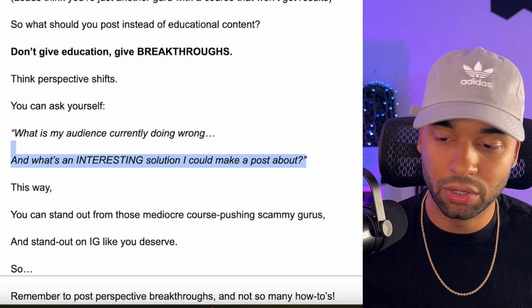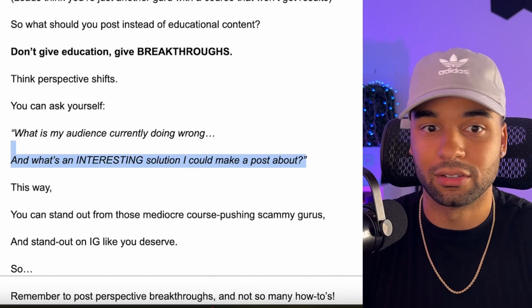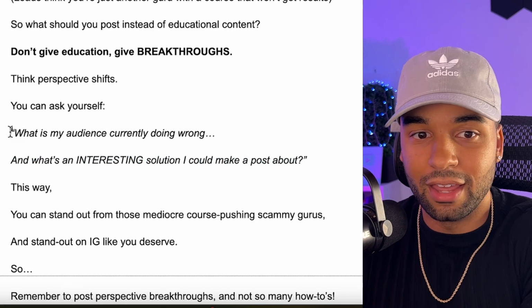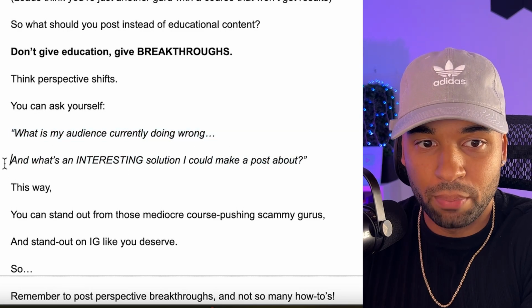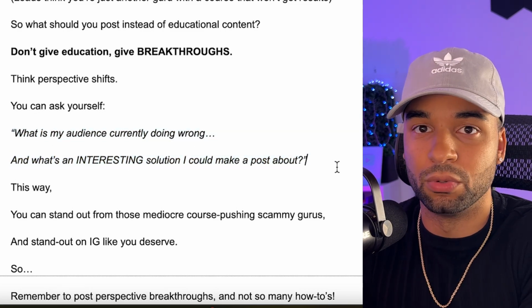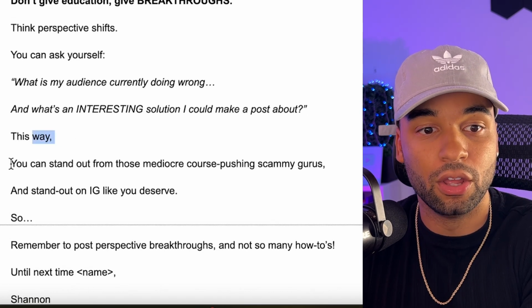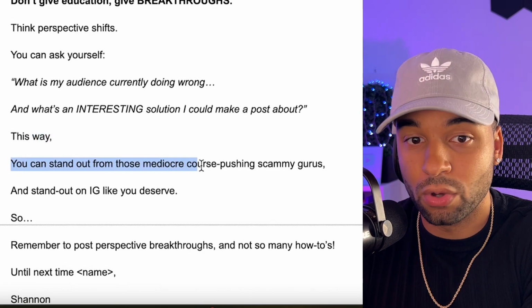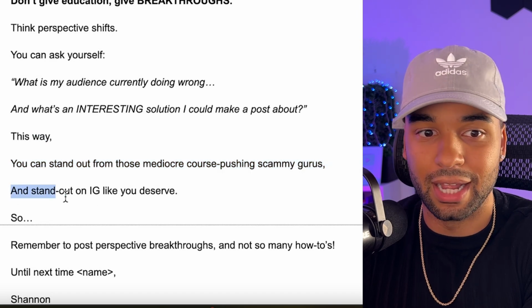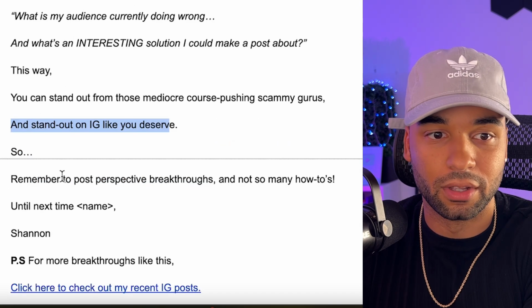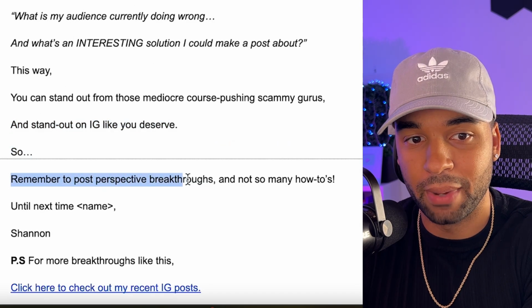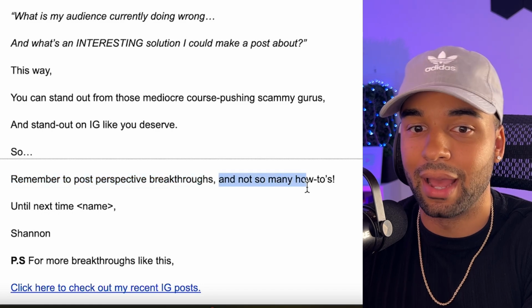The most simple definition of value is something that is useful. What is something that someone can use within 24 hours, right? That is a good gauge of what value is. So here, it's like, think this and post content about this. That's something that somebody can do in 24 hours, right? So that's a good piece of value right there. This way, you can stand out from those mediocre course-pushing scamming gurus and stand out on IG like you deserve. So remember to post perspective breakthroughs and not so many how-tos.